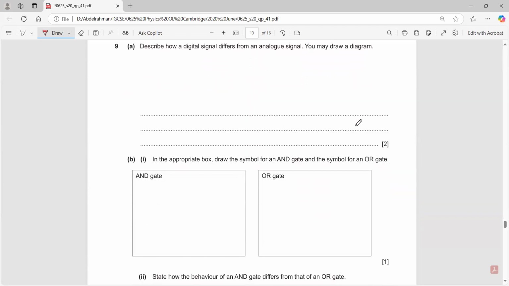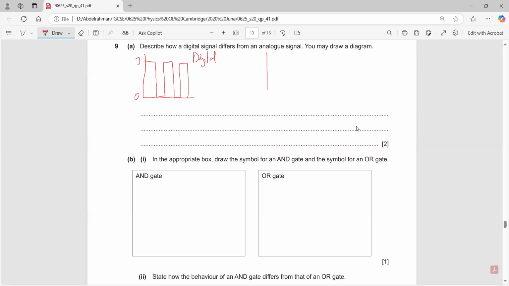Question 9. We need to solve only part A. Part B and C are cancelled. Describe how a digital signal differs from an analog signal. You may draw a diagram. A digital signal would have a diagram of 1, 0, 1, 0, 1, 0, alternating between 0 and 1. This is a digital signal.